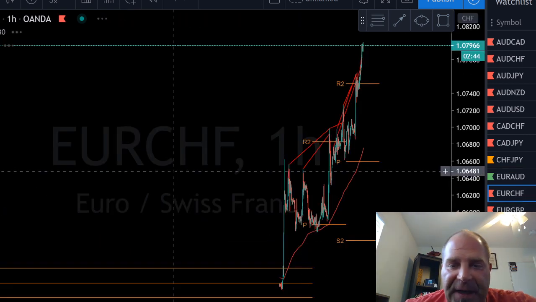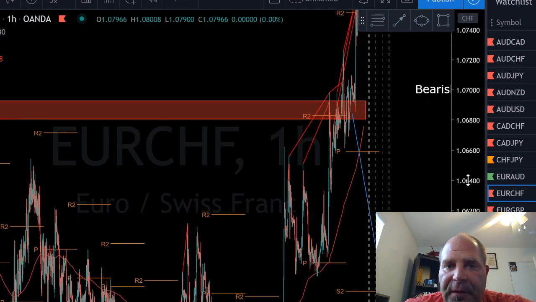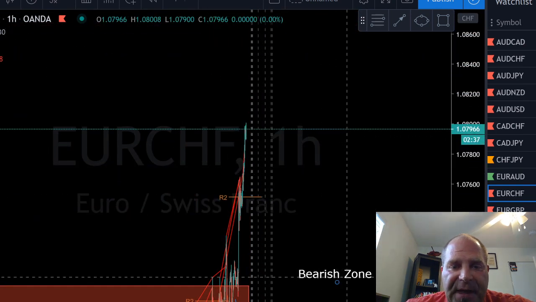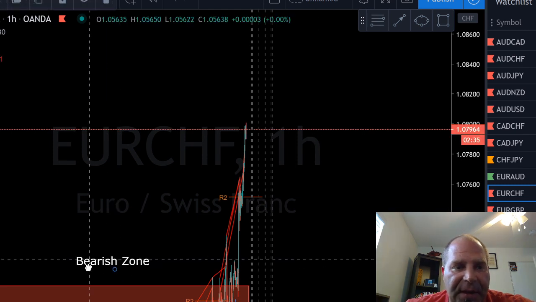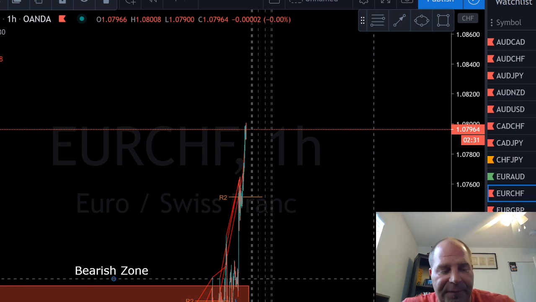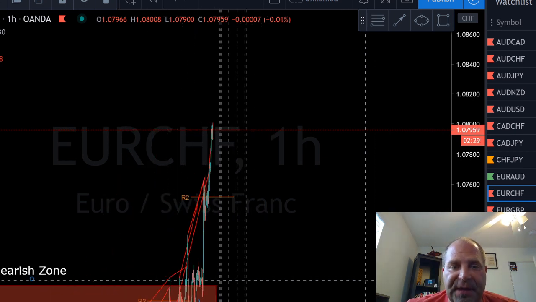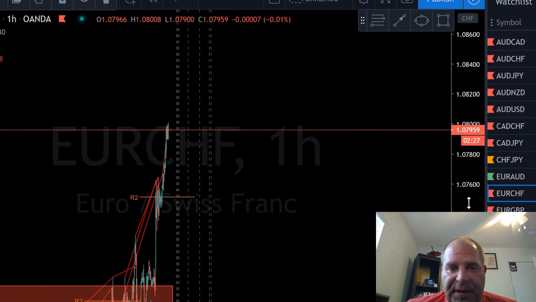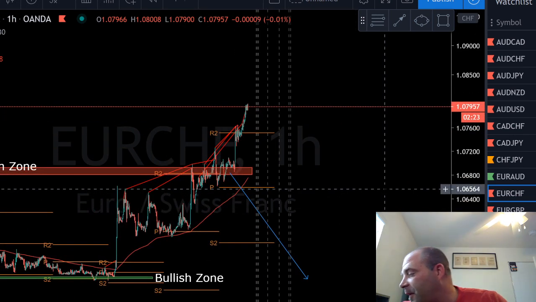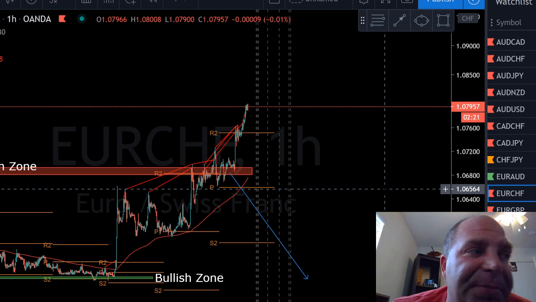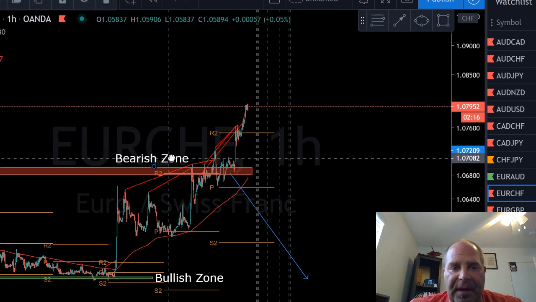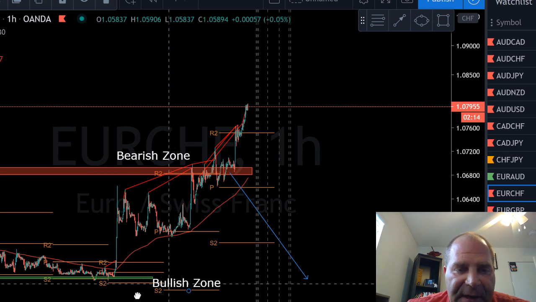Euro Swiss franc. Good old. Okay, so the Swiss franc is one of the pairs that just continues to be getting its butt kicked. I even got an alert from my broker saying that there are going to be some severe spreads and swap charges on the Swiss franc. So that's what's killing the Swiss franc right now.